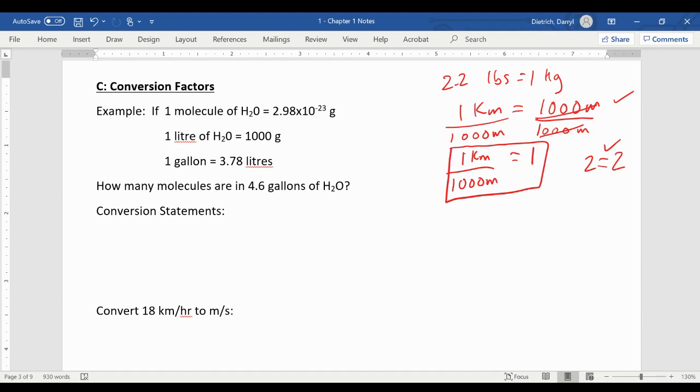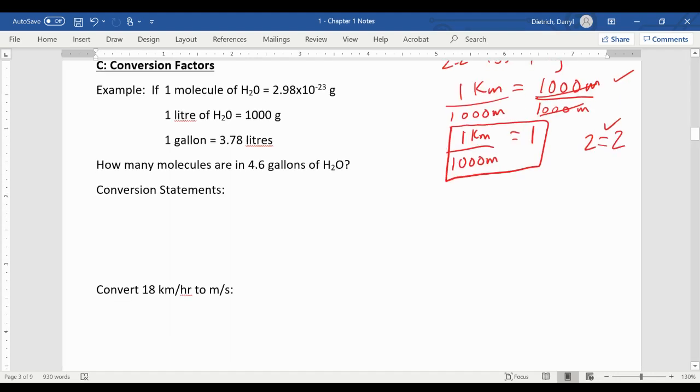Okay, so I'm going to put that into practice with a couple of examples just to show you what that looks like. The big idea here is that we are moving from one unit to another. How many molecules are in 4.6 gallons of water? How I like to set this up, I like to think that our end goal is molecules and our starting spot is gallons of water.